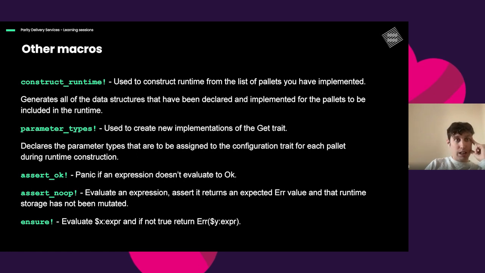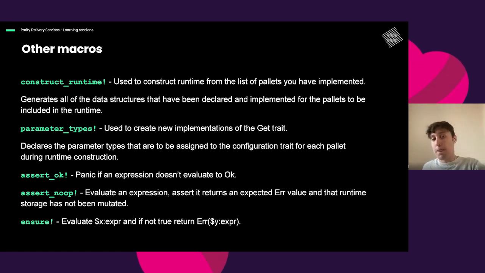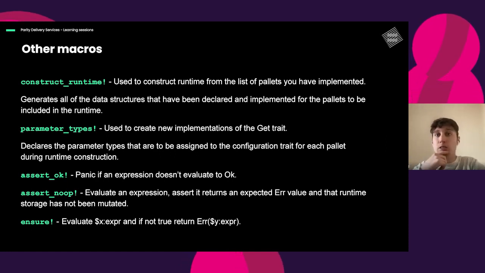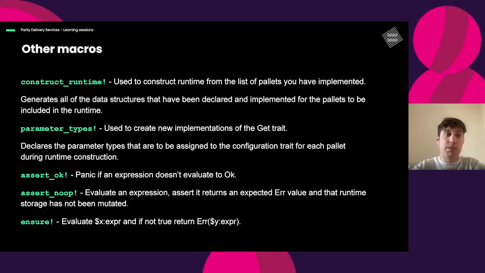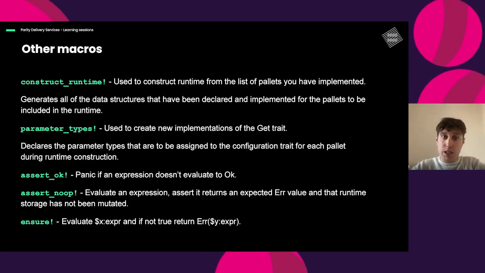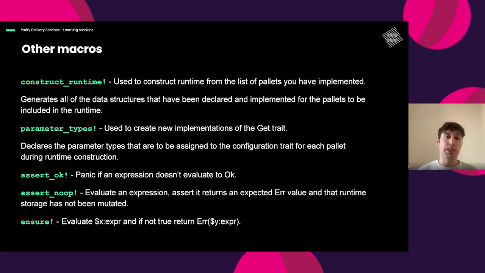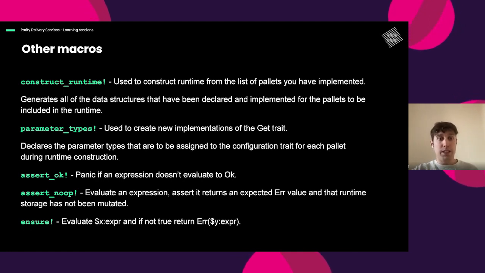I wanna see other macros that I'm sure you have seen before. From these two first, construct runtime and parameter types. If you have worked with the runtime of a node, there is in the runtime of Polkadot, the runtime of Kusama, or the runtime of your node template, you have seen these two. The first one, construct runtime, is used to construct the runtime from the list of pallets that you have implemented. So basically it goes through all the list of the pallets and generates all of the data structures that have been declared and implemented for those pallets to include them in the runtime. And the parameter types is used to create a new implementation of the Get trait.